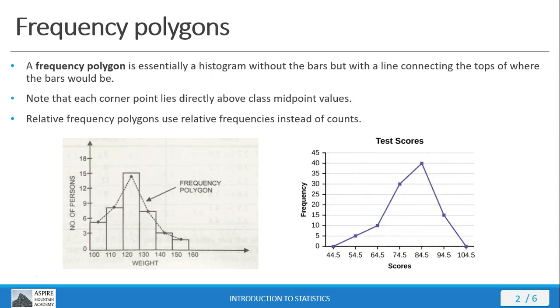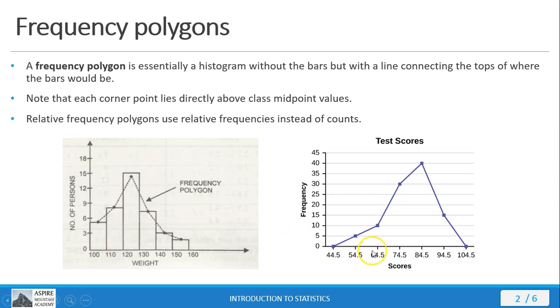Okay. Here we see the second example. We have frequency counts of test scores. So how many people scored a particular test score in a given test? Well, again, that's what we're doing. We're just basically connecting the dots made from the midpoints of the tops of the bars of a histogram.